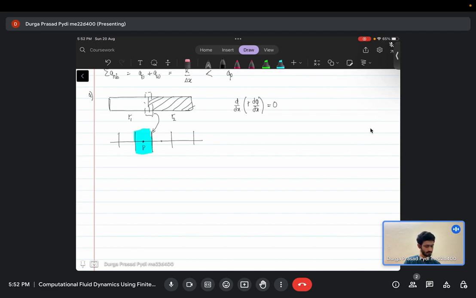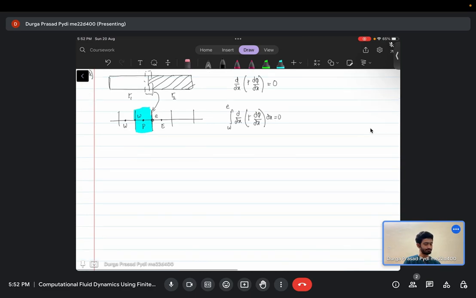So this is my east cell, this is my west cell, this is my east face, this is my west face. So it's again fairly straightforward. You just start from west to east, you integrate the equation d/dx of gamma d phi/dx times dx equal to 0. So you get gamma east d phi/dx on the east face minus gamma west d phi/dx on the west face equals 0.